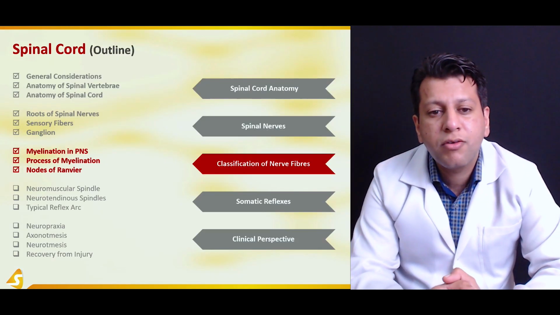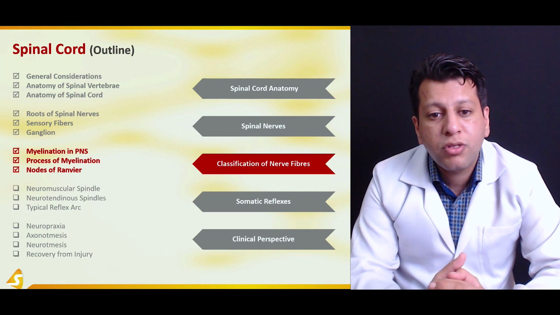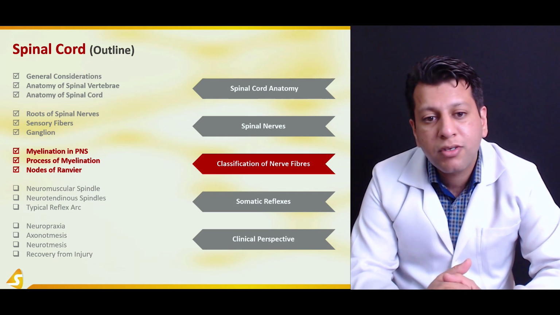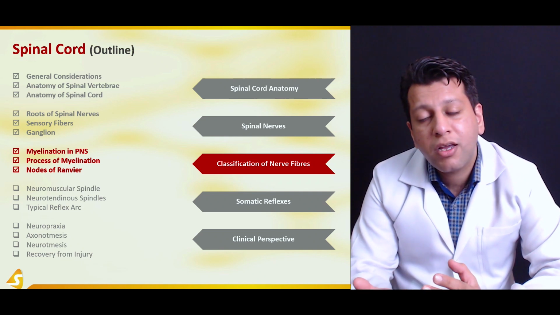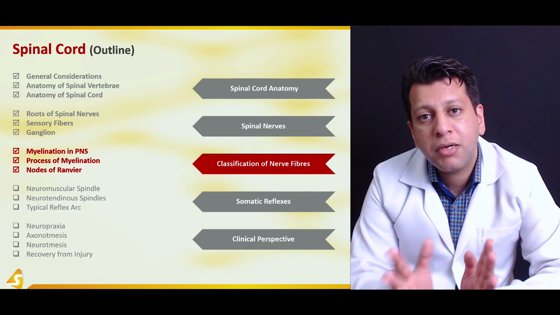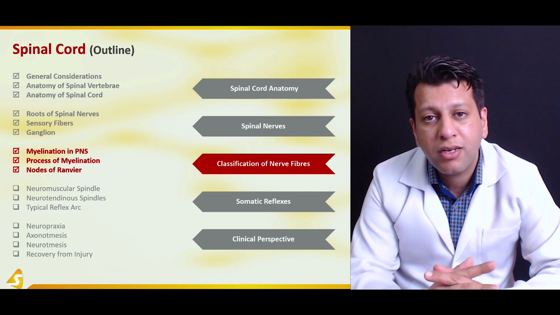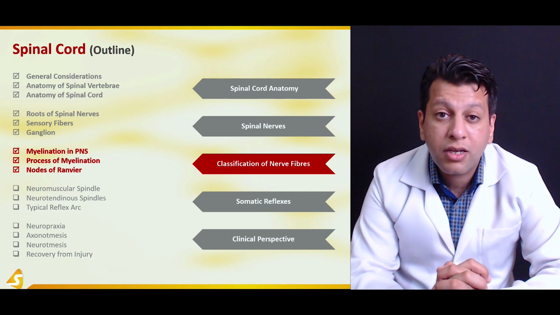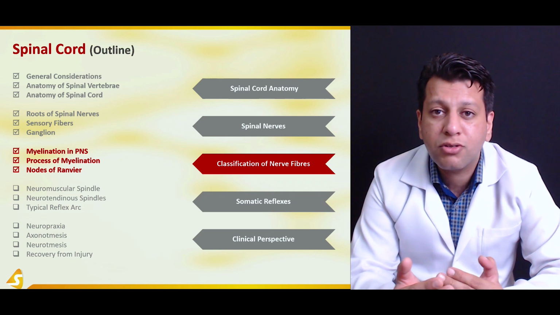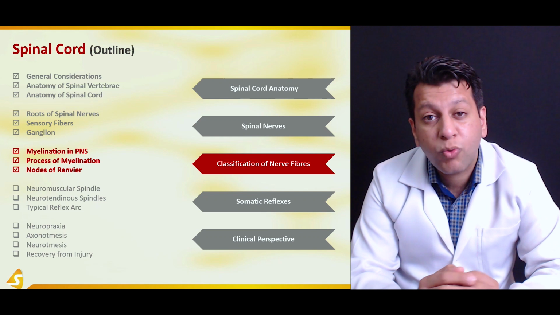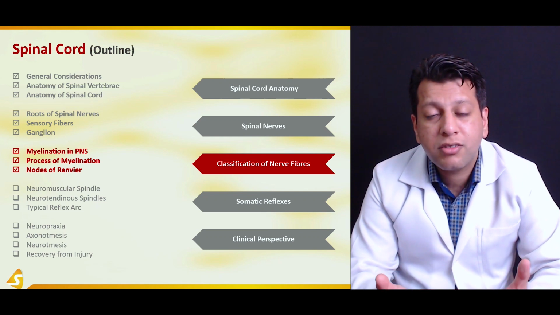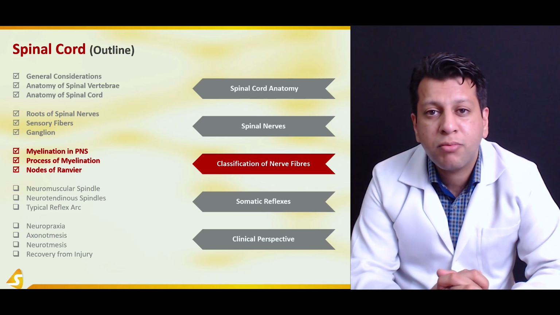So in this section we have covered how myelination occurs in the peripheral nervous system, what the classification of the nerve fibers is, why they are classified as A type, B type, and C type, what the role of myelination is, how the Schwann cells myelinate a single axon in the peripheral nervous system, and what the nodes of Ranvier are and what their role is in saltatory conduction of nerve impulses across the axon.